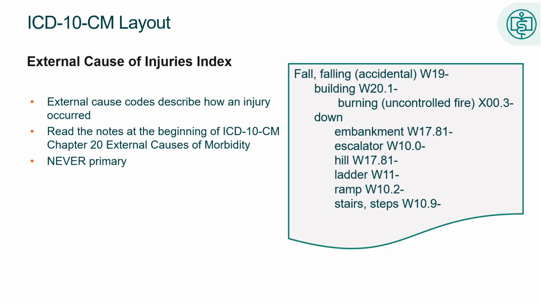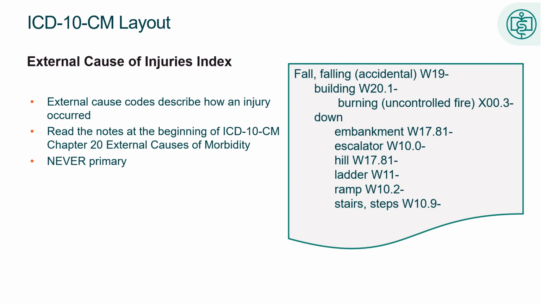The next section is the external cause of injuries index. The external cause codes are used to describe how the injury occurred. If a patient has a broken arm from a fall, you can look in this index for fall, and it will have a list of types of falls. Without further information about the fall, W19 would be selected. The code is verified in the tabular list to assign the remaining characters for a complete code.